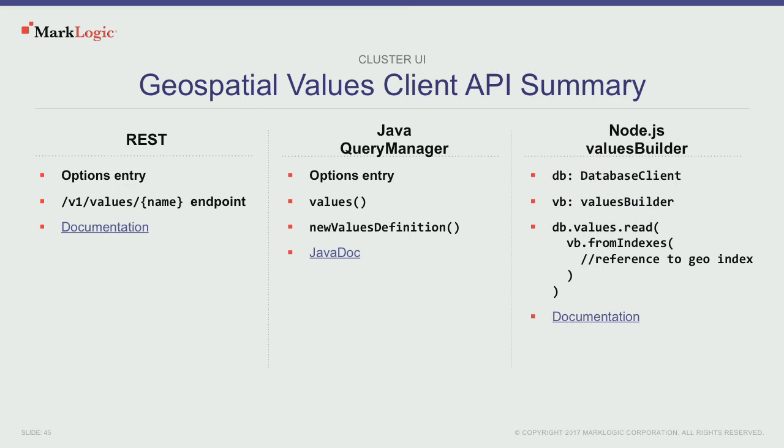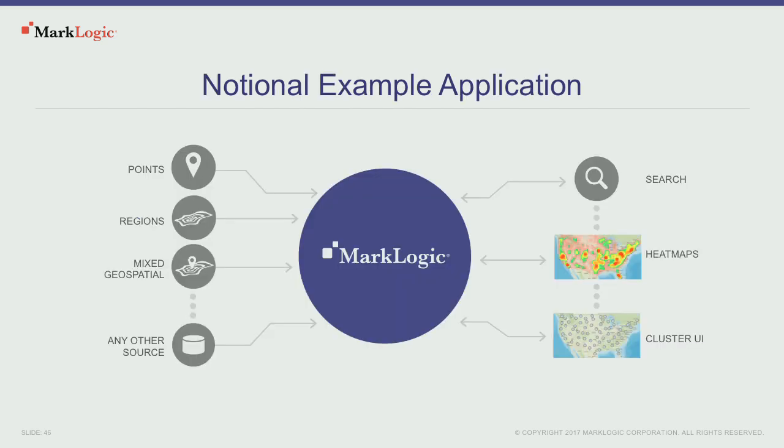So again, REST, Java, they look pretty simple. You're going to use that values call. It will shove those point values out as fast as they can. Node looks a little bit different, but again, it's just a syntactical, structural kind of thing. It is doing exactly the same thing under the hood in MarkLogic. So again, if you're used to programming in Node, that will be very natural to you. And if you're not, you'll get used to it as you do more Node programming. So now we know how to do all of those things.